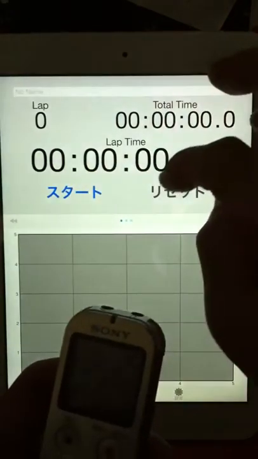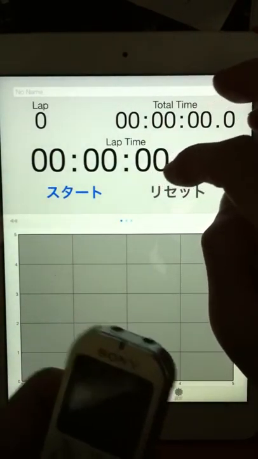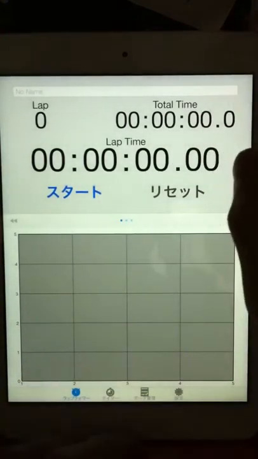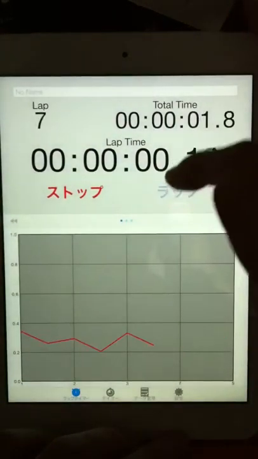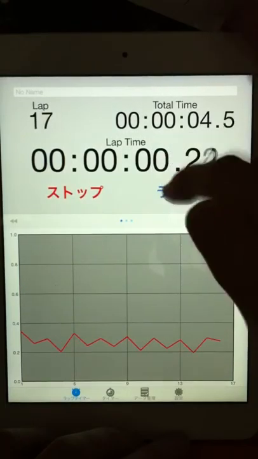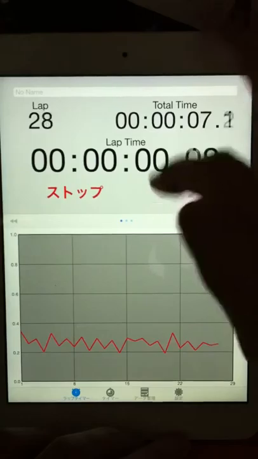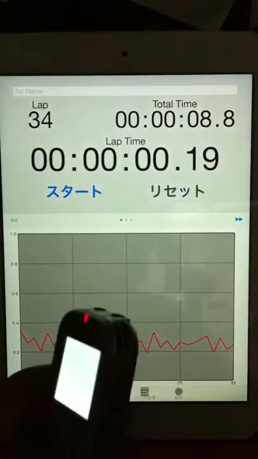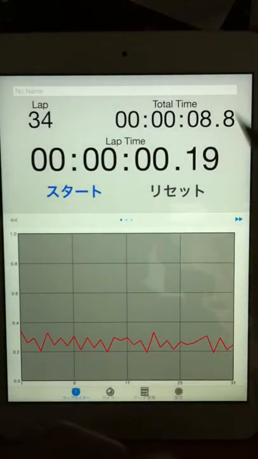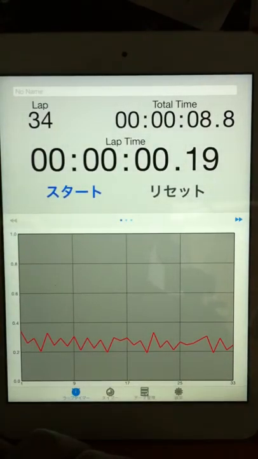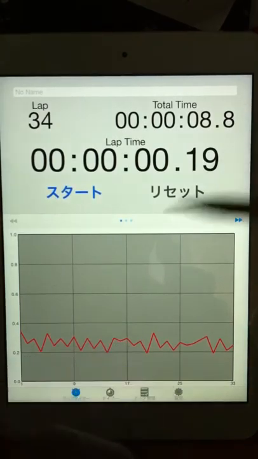Let's start tapping and singing. Recording. 1, 2, 3, 4, today's tempo. 8, 8, 8, 8 divided by 3, 4 laps, multiplied to equal 5.52 seconds for 1 beat.